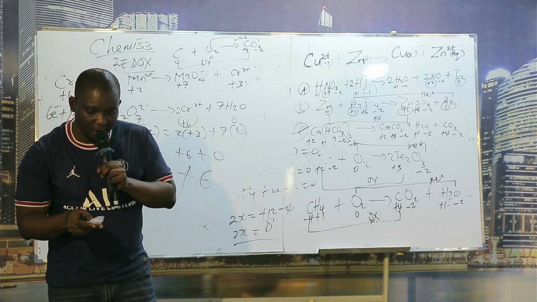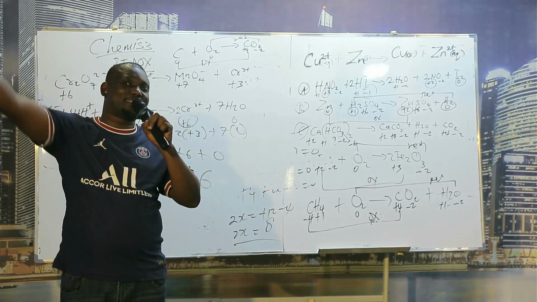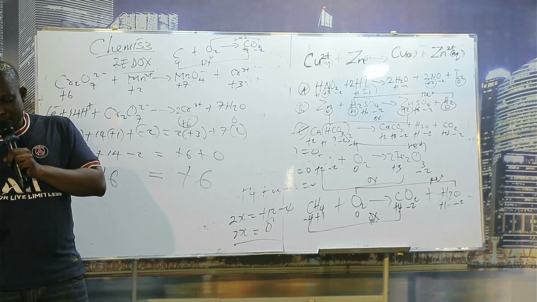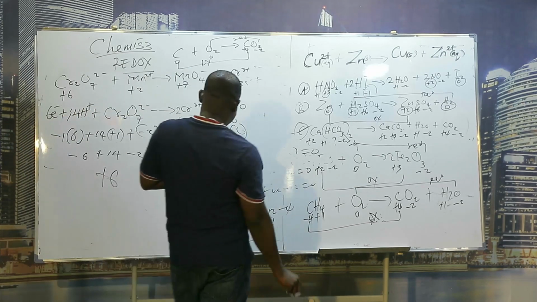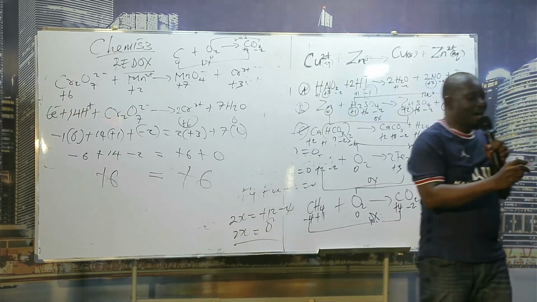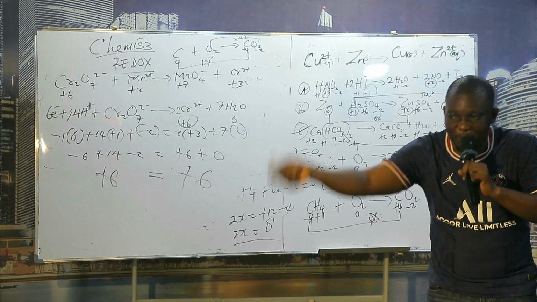Why? So why? Okay, so how is 7H2O 0? How will 7H2O not be 0?